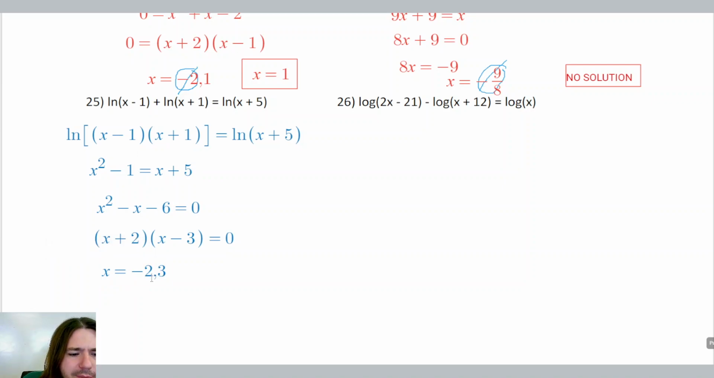So going back and looking, I'm checking to make sure. Negative 2 looks like it might cause some trouble, and it does. Okay, I get a negative argument here. We're not going to get any negative powers, so that one's going to be extraneous. This one's going to be extraneous. And then if I plug in 3, that doesn't seem to cause any problems, so that is going to be my answer.